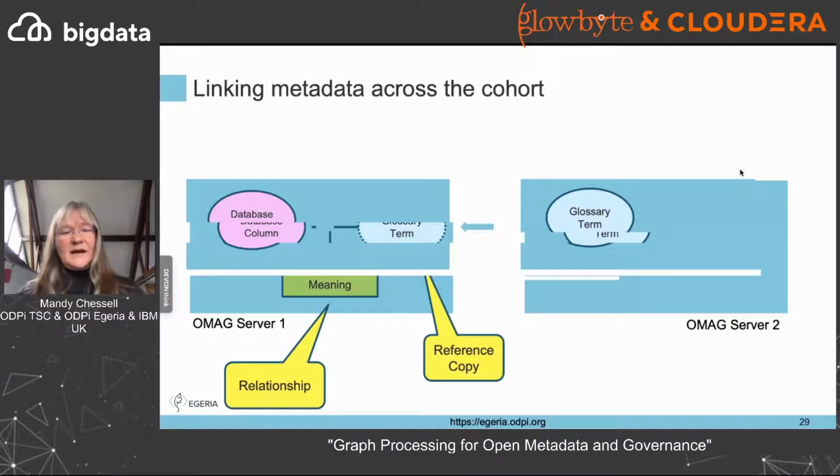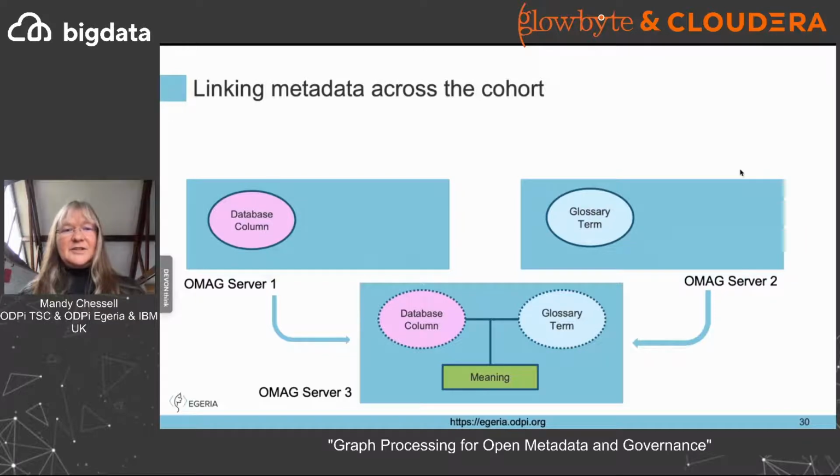Now, this situation occurs if, for example, neither server can support the other's metadata type. So it might be that they've never been designed to support this. And what we do is we take read-only copies of both pieces of metadata and then store the relationship in a third server. So in a cohort, we always have an Egeria metadata repository, and it's responsible for storing everything that doesn't fit anywhere else. So in this example, server 3 would probably be an Egeria metadata repository that's managing the meaning relationship. And you noticed the relationship is now stored in a completely different server to the others.